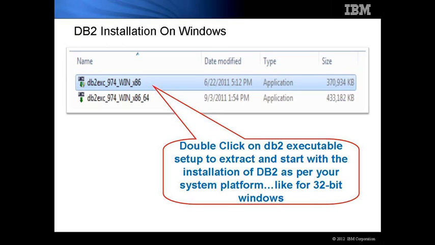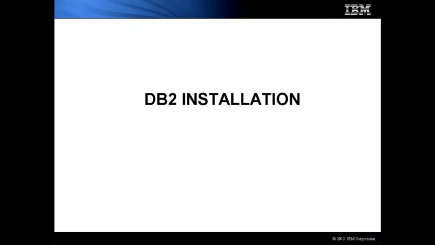Now, for DB2 9.7 on Windows, we have two executable files available, one for 32-bit Windows and one for 64-bit Windows. You can use either of these according to your system specification. But in this slideshow I am going to use Windows DB2 32-bit. So now, click on the executable file, whatever your system supports, 64 or 32, and double click.